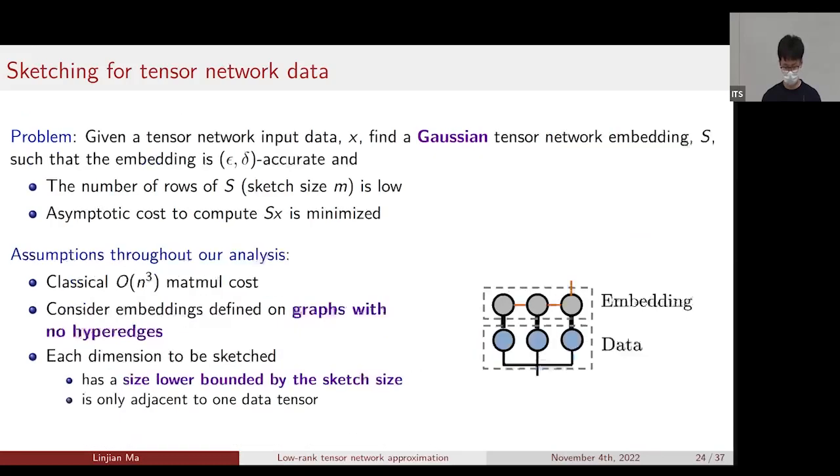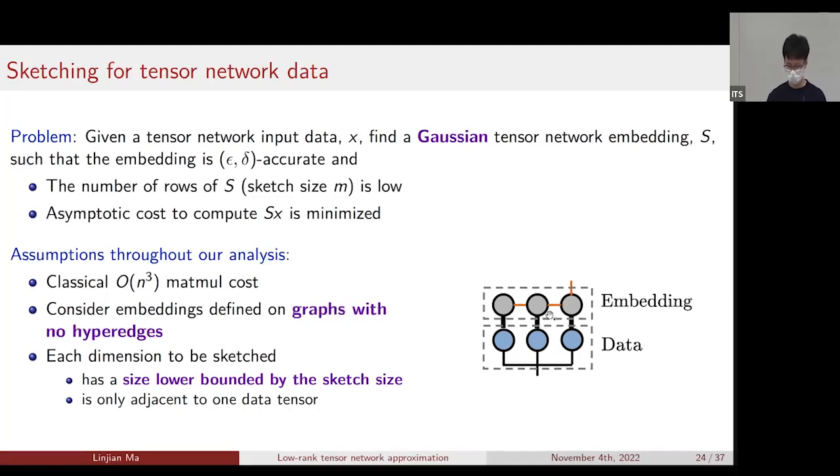Okay, so I'll continue. In our analysis, we look at what kind of embeddings are efficient for general tensor network inputs. Although we still have some assumptions in our analysis, we're assuming that every matrix using the embedding and data is dense, so that the matrix multiplications are done using the classical algorithm with a cost of n to the cube. And also, we consider embeddings defined on graphs with no hyperedges.